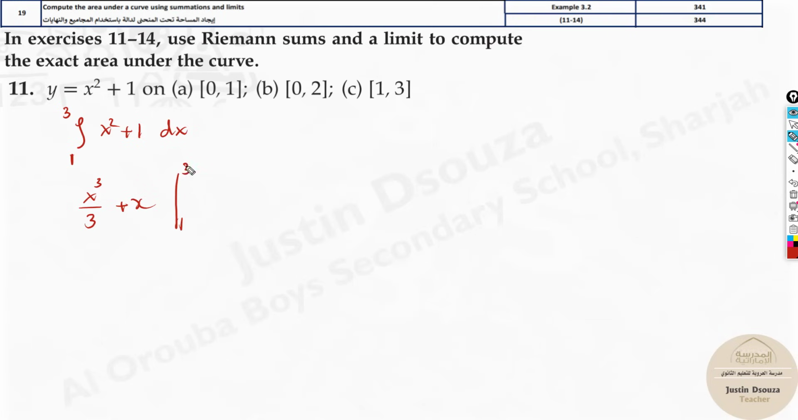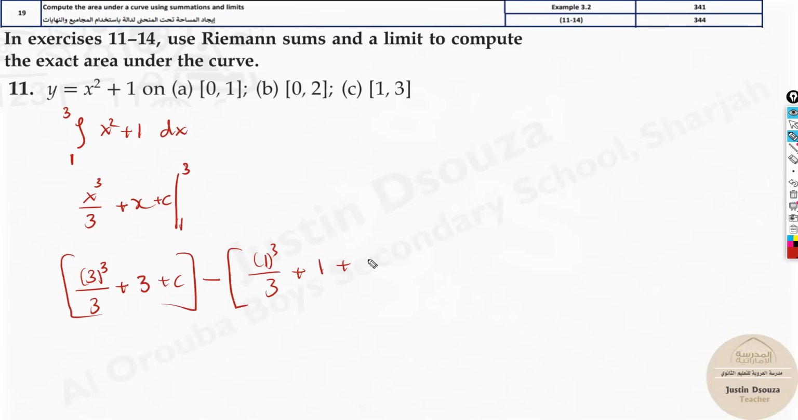What happens is there's a rule. When applying the limits, the upper limit will be substituted first minus the lower limit. That means after you integrate, there will be a plus c. You can write this plus c as well, but it'll cancel off in a minute. For the upper limit, x becomes 3: 3 cubed by 3 plus 3 plus c, minus the lower limit, 1 cubed divided by 3 plus 1 plus c.